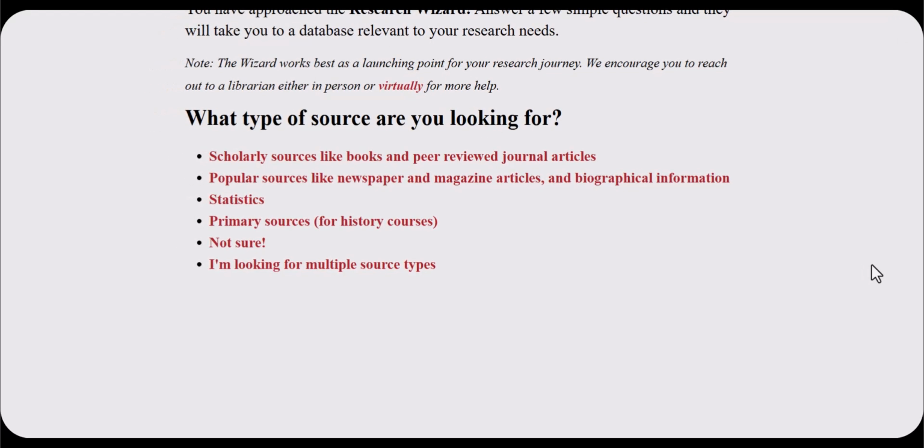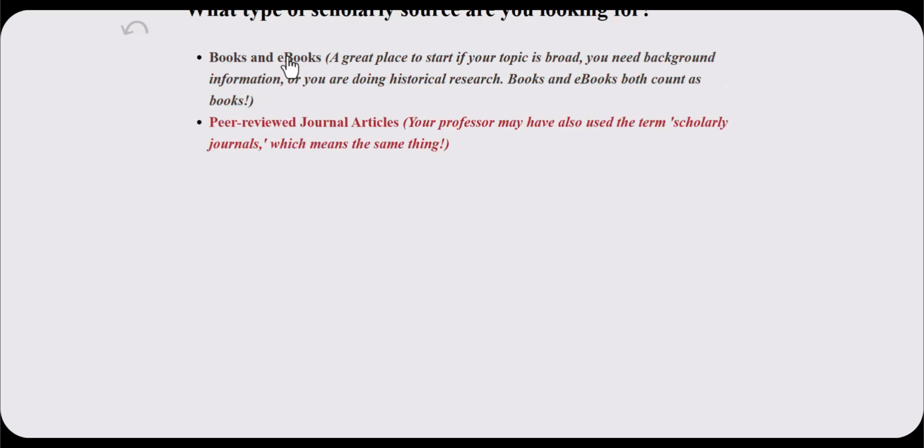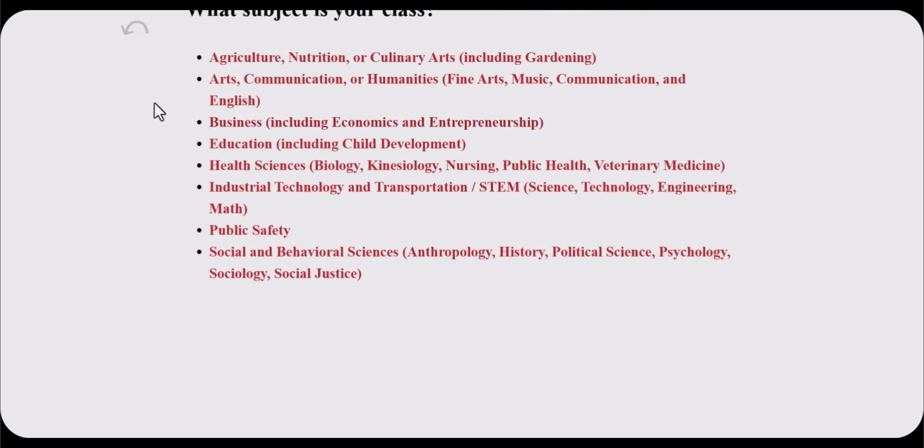But as you can see here, first you'll choose a type of source that you're looking for. For example, if your assignment requires peer-reviewed articles, you would select scholarly sources. So I'll show you what that looks like here. Click that. And if you know that you are looking for books and ebooks, which is when you are trying to find just general background information, or your topic is somewhat broad, or you're doing historical research over a long period of time, books and ebooks are going to be a great place to start. Or peer-reviewed journal articles, also known as scholarly articles, will most likely be required by your professor as well. But depending on what you need, you would just choose your option. So I just click the peer-reviewed articles.